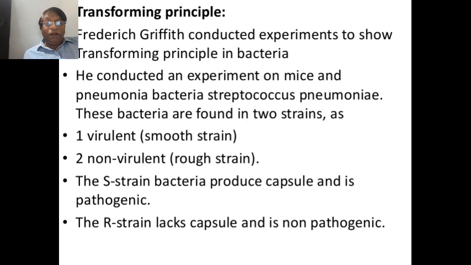R strain. This type of bacterium, when grown in the lab, produced rough colonies. So in this bacterium, capsule was absent. R strain is actually non-pathogenic. If you refer to some other books, you may come across the S strain further classified into S1, S2, S3 and R strain into R1, R2, R3.